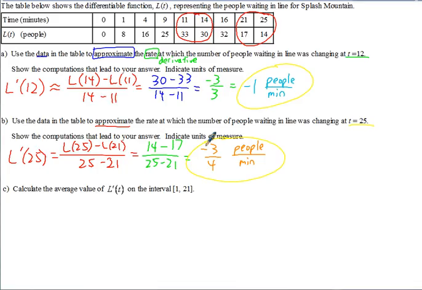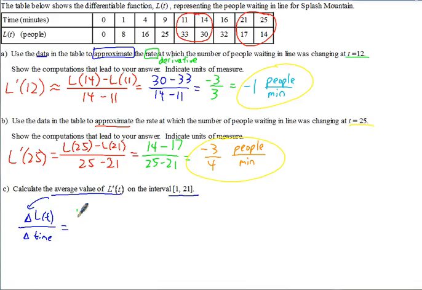And finally, it says calculate the average value of L prime of t on the interval 1 to 21. So remember, for average velocity, we didn't use the velocity function. We used the change in position over change in time. For average acceleration, we didn't use the acceleration function but the change in velocity over the change in time. So the average value of L prime of t is the change in L of t over the change in time.